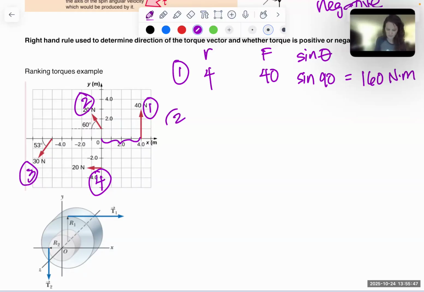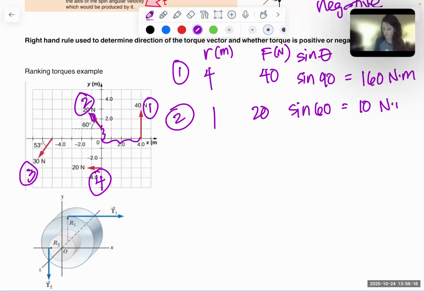If we do this second vector right here, then our radius is just this. That's just 1 meter. Okay, let's put our units up here. So meters there, newtons there. And our force, I kind of covered it up a little bit, so sorry about that. That's 20 newtons. And our angle is 60 degrees, so times sine of 60. So sine of 60 is 0.5. So 1 times 20 times 0.5 equals 10 Newton meters.